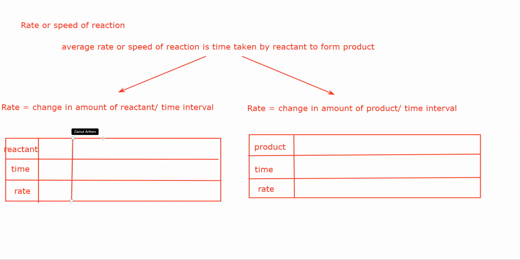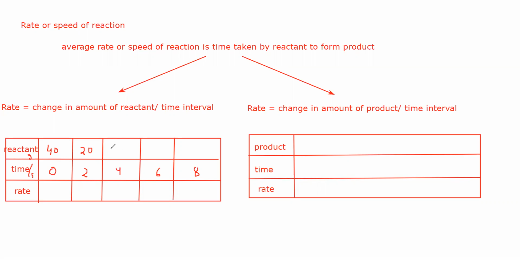So we carry out a chemical reaction and we record the amount of reactant at different time intervals. Time zero means the beginning of a reaction. After every 2 seconds, we measure the amount of reactant. In the beginning, for example, we had 40 grams of reactant. The reactant was in grams and the time was in seconds. Then after 2 seconds, we are left with 20 grams of reactant.